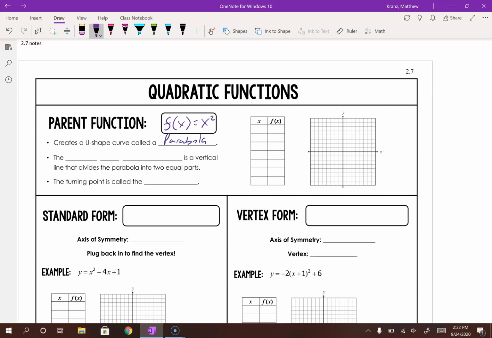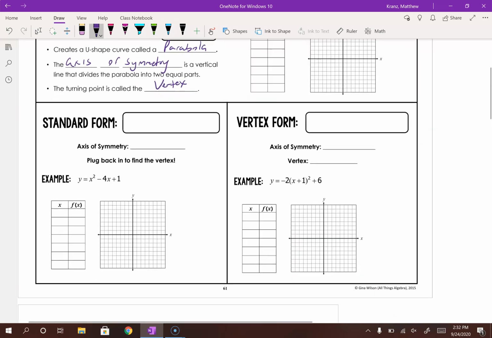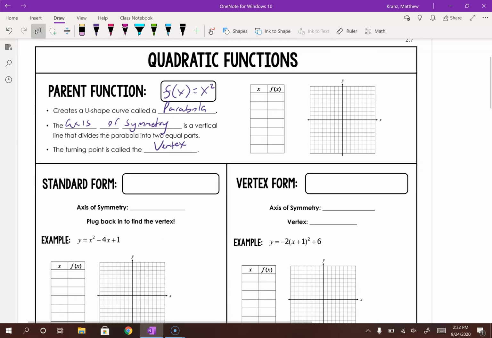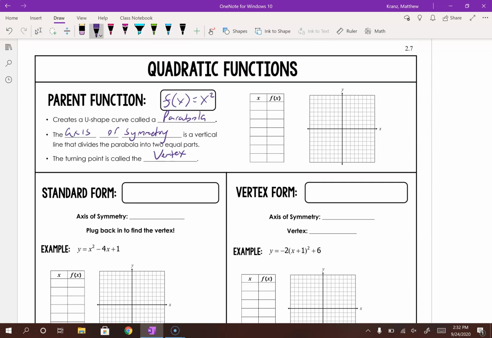All right, and the axis of symmetry is a vertical line that divides the parabola into two equal parts, and the turning point is called the vertex. Now the standard form of a parabola looks like this. Actually, let's graph it and be accurate.